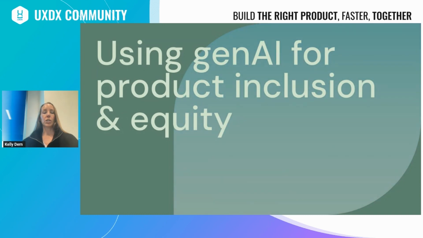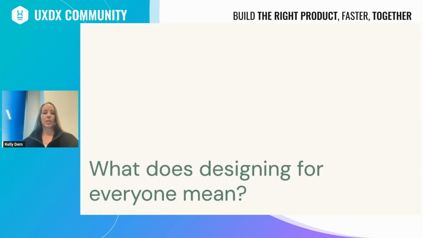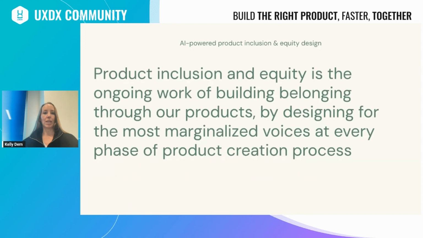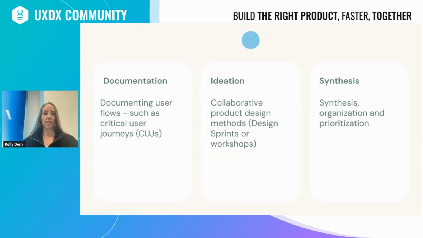I'm going to talk specifically about using Gen AI for product inclusion and equity design. So what does designing for everyone really mean? Product inclusion and equity is the process of building belonging through all of our products by designing for the most marginalized voices at every phase of the product creation process. This is the goal of design for product inclusion and equity. And I think with Gen AI tools, we can now actually do this instead of thinking of it as kind of an afterthought in our process.